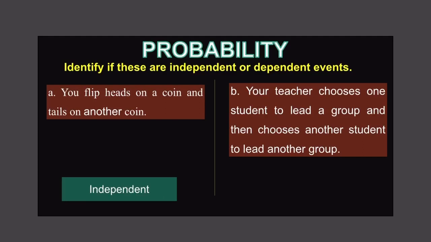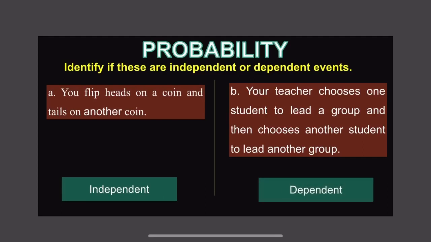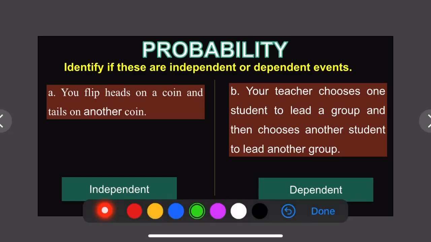Okay, while the other one is in the other question. In this situation, the teacher is choosing a student to lead the group. So now, once the teacher chooses the first student, the total number of students in the group will decrease, right? So the second student will be chosen from all the students left. So therefore, it is dependent.